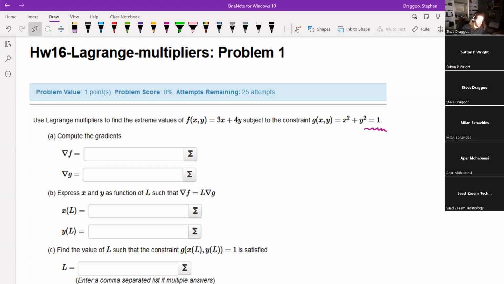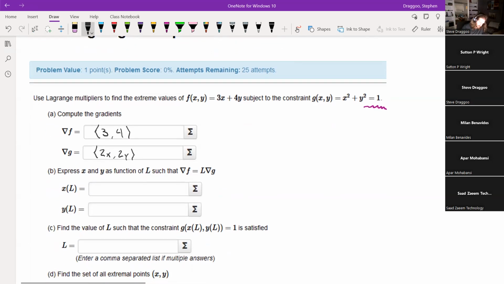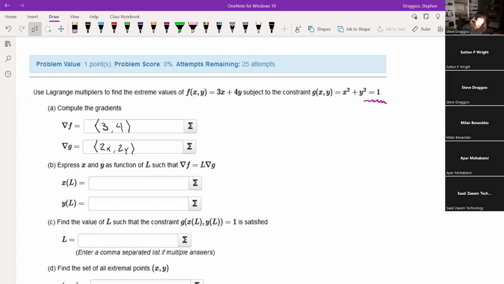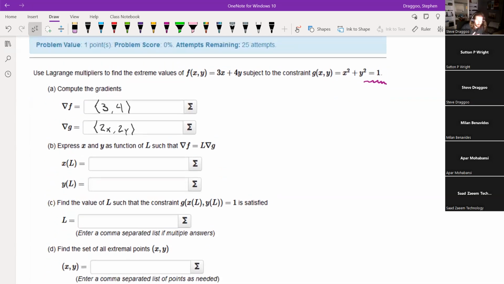I want gradients of these two functions. It looks like gradient of f is going to be 3, 4. That one's not too bad. And then the gradient of g is 2x, 2y. And it says express x and y as a function of L such that gradient f equals L times gradient g. I'll probably just skip over that step and get to the next part because sometimes it's more effort than it's worth.